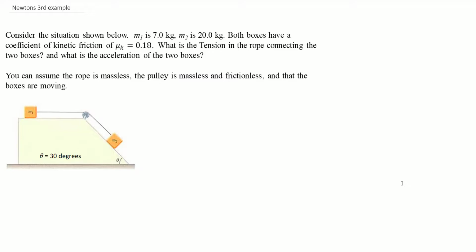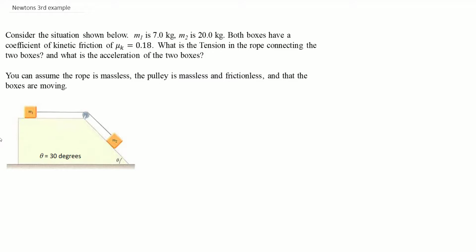So the problem is this. Consider the situation shown below. In this figure here, there are two masses, M1 and M2, one 7 kilograms, one 20 kilograms, and both are connected by a rope over this frictionless pulley. The question asks, what's the tension in the rope? And what is the acceleration of those two boxes?